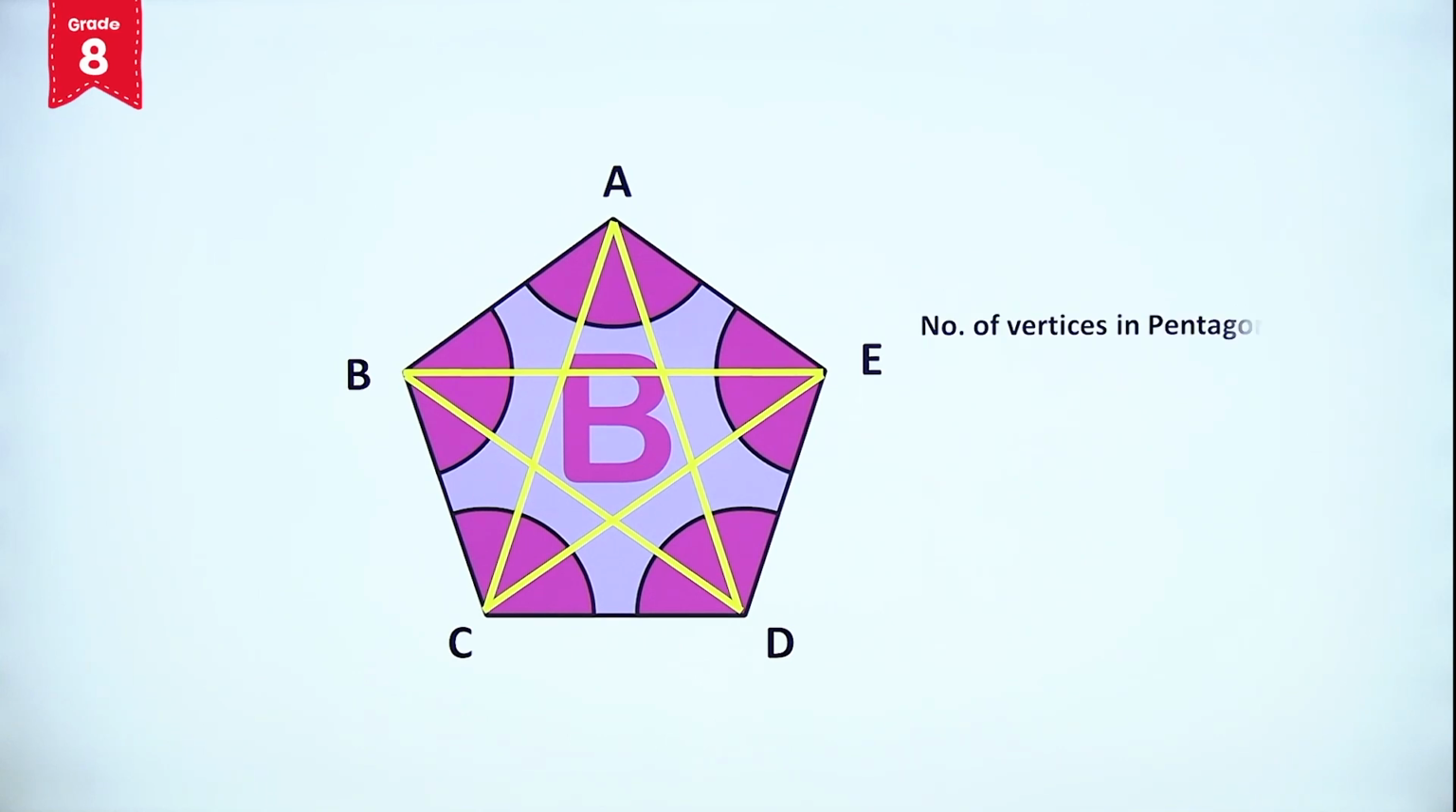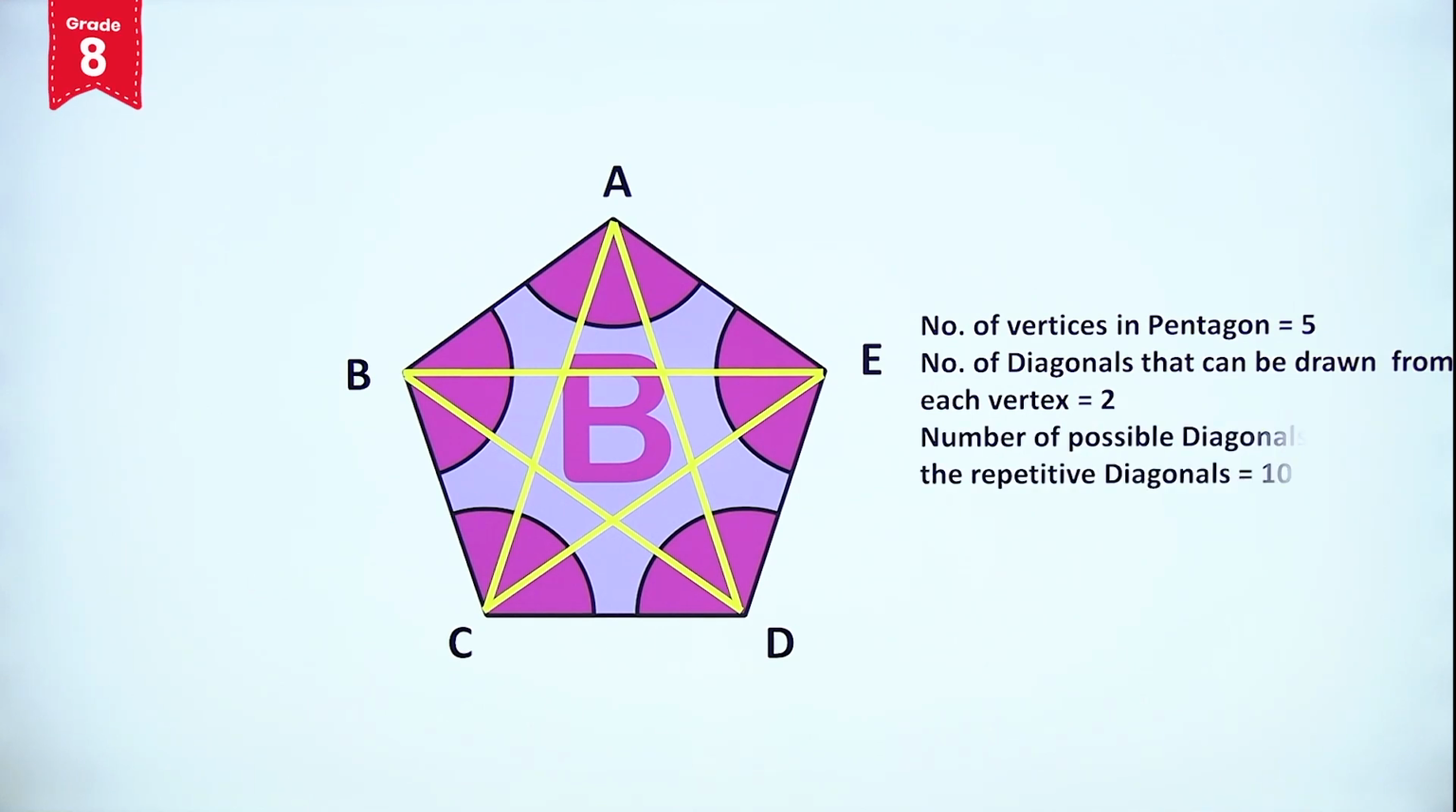Note that in a pentagon, the number of vertices is 5. From every vertex, we can draw 2 diagonals. Number of possible diagonals, including the repetitive diagonals, is 10. But each diagonal will be counted twice if we include the repetitive diagonals. Therefore, the number of diagonals is 5.